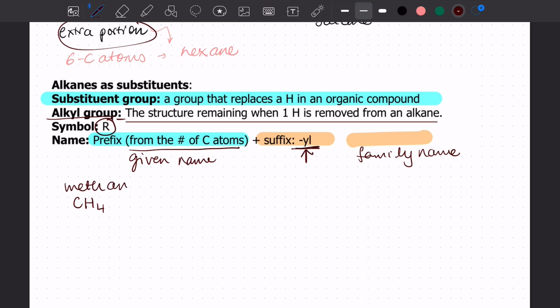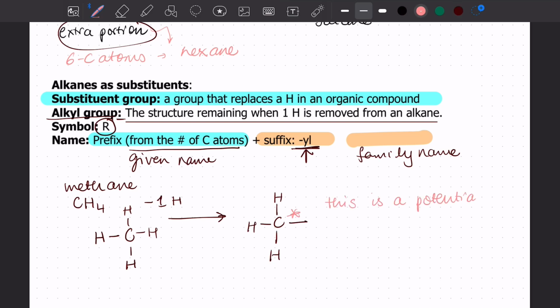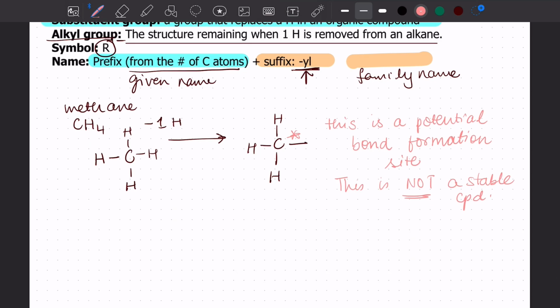Methane, if it loses the one hydrogen, becomes the methyl group. This half line with no hydrogen there is a potential site for bond formation. On its own, the methyl group is not a stable compound. It reacts very quickly and must attach itself to another alkyl group. The name is meth plus -yl, methyl.